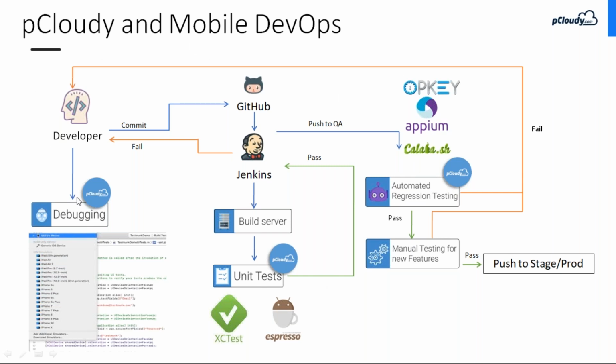Now when we are talking about pCloudy and mobile DevOps, if you really look at it, pCloudy fits in pretty much everywhere. Wherever you need a device, wherever you need infrastructure, pCloudy is suitable. Be it debugging, when your developer is debugging the application after a failure and wants to see how it happened, they can do it. One can use pCloudy even for unit testing, automation, regression testing, functional testing, integration testing, pretty much everything. So whatever we saw in the previous slide about the mobile lab or mobile infrastructure for execution, pCloudy fits in pretty much everywhere.